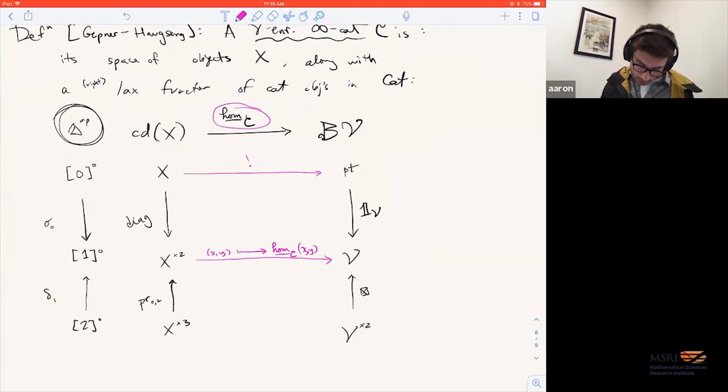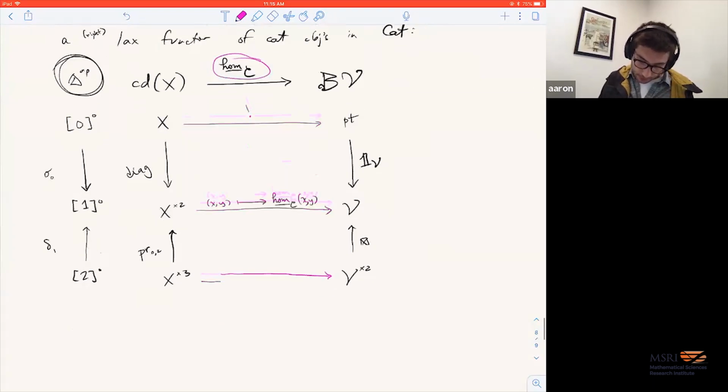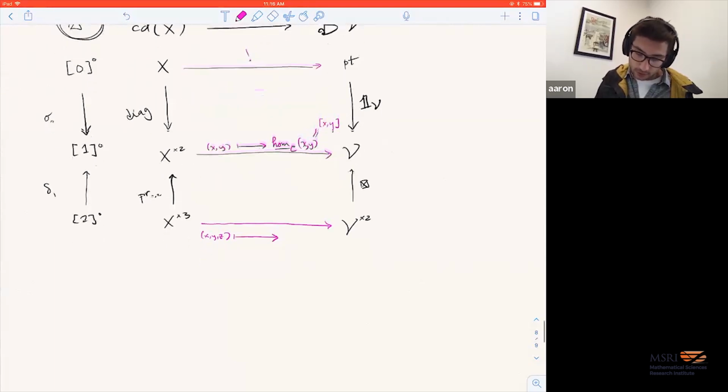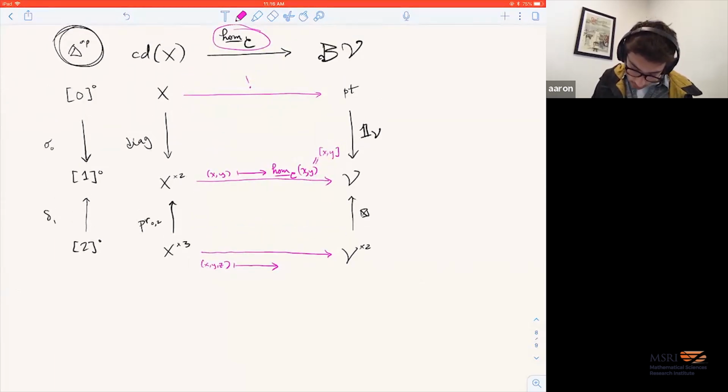And then down here, what's happening is that I take a triple X, Y, Z. I'll just write this as brackets X, Y for short, as I get lazy. So this triple is supposed to go to a pair of objects in V. And the objects that those are, well, one of them is the Homs in C from X to Y, and the other one is the Homs in C from Y to Z.